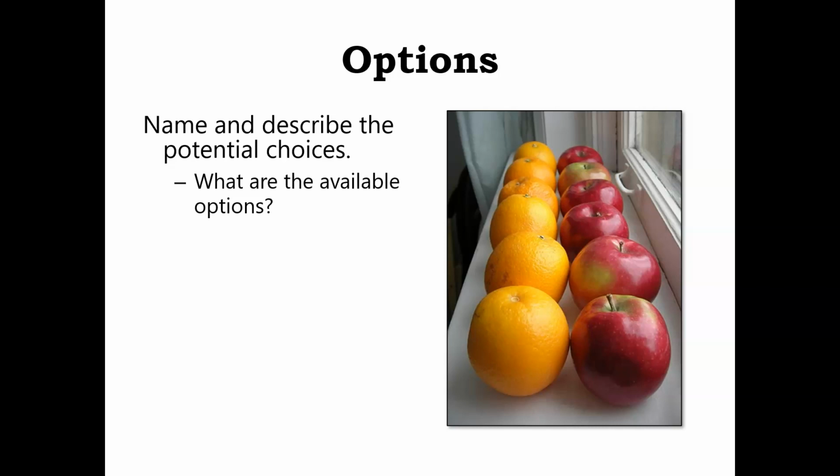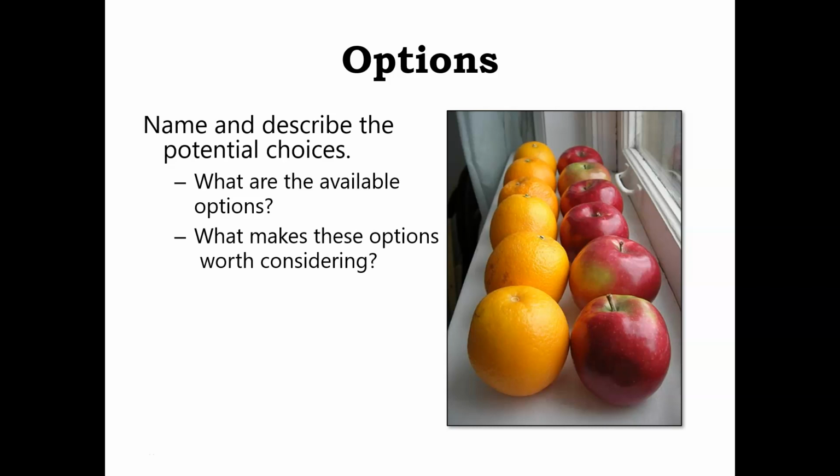What are they? Tell me. I'm the reader. I don't know what's going on. Let me know what choices I have. Is it apples and oranges only? Or can I pick something else? How about bananas? How about pineapples? Kiwis? I don't know. Tell me.